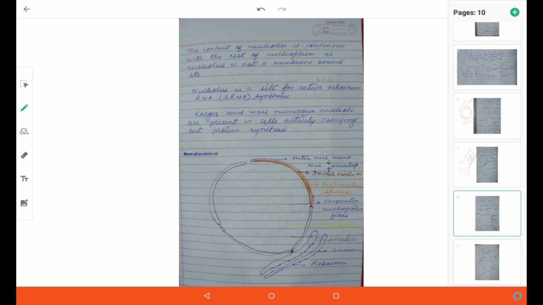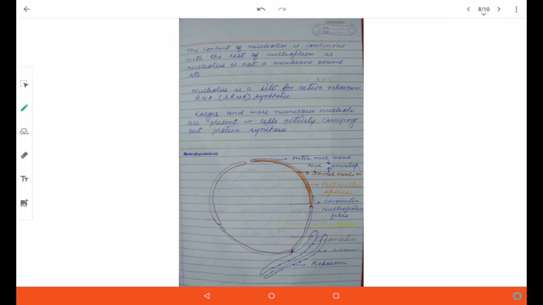This is the diagram of nucleus. You can see the outer nuclear membrane and the inner nuclear membrane. In between the outer and inner nuclear membrane is perinuclear space, and this scattered, inconspicuous thread-like material is called chromatin, and this is endoplasmic reticulum, which is laced with so many ribosomes.